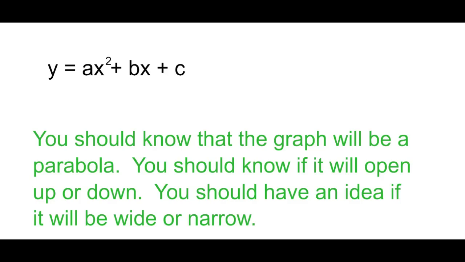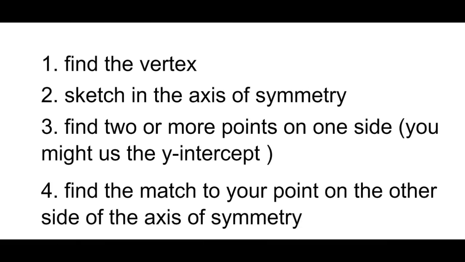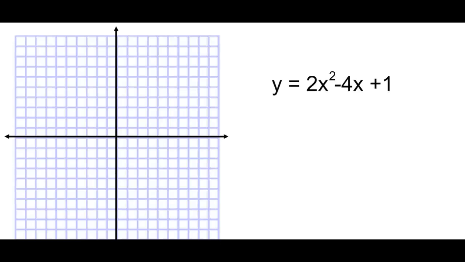Okay? So here are the easy steps that we're going to use for graphing. Number 1, we're going to find the vertex. We're going to sketch in the axis of symmetry, which is the x value of the vertex. We're going to find 2 or more points on one side of the vertex. You might want to use the y-intercept if it's available. And then we find the matches to our points, and we are finished. So those are the steps that we're going to do. We're going to do 2 quick problems, and you should have it down pat.